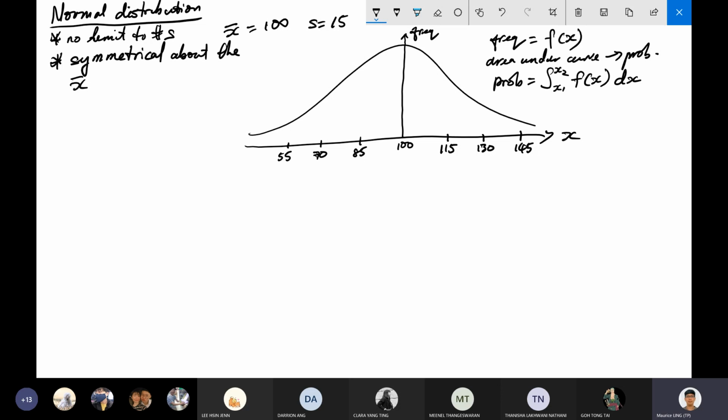The third property is that the line itself does not touch the horizontal axis, which means that these two lines will go infinitely long. The two lines do not touch the x-axis, the horizontal axis. Mathematically, this is called asymptotic.